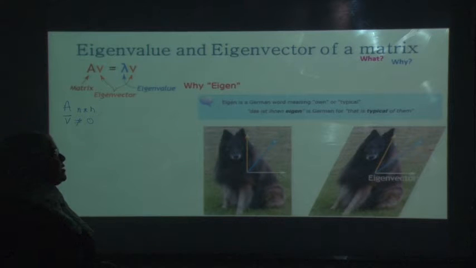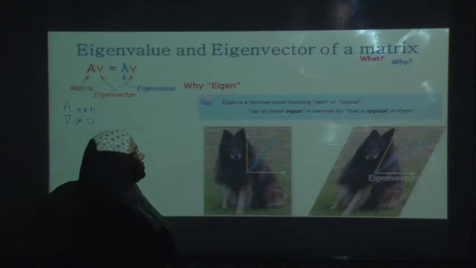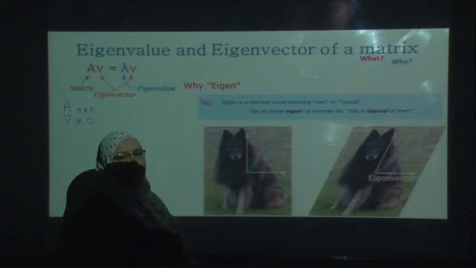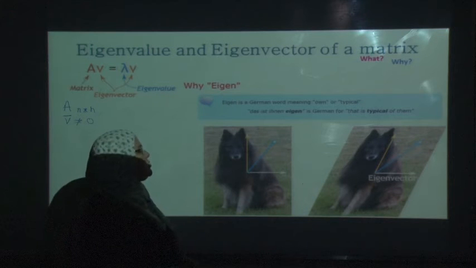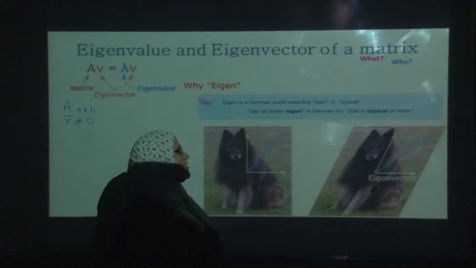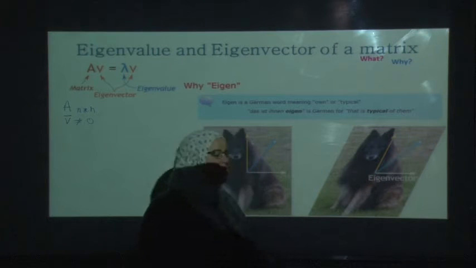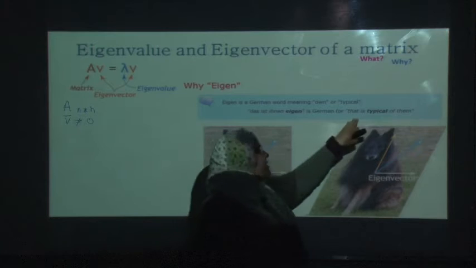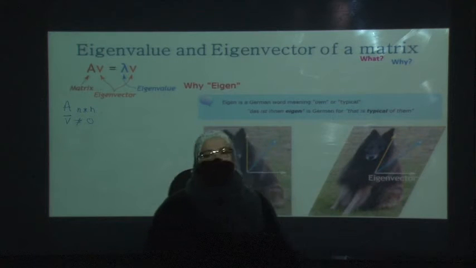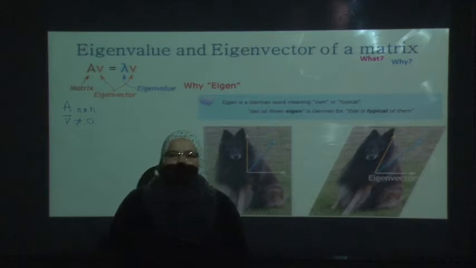Okay, why the eigen? The word eigen is a German word. It means own or typical, like you say, "das ist ihnen eigen." In German, that is typical of them. The translation of this sentence is "that is typical of them," which means, in English, characteristic.